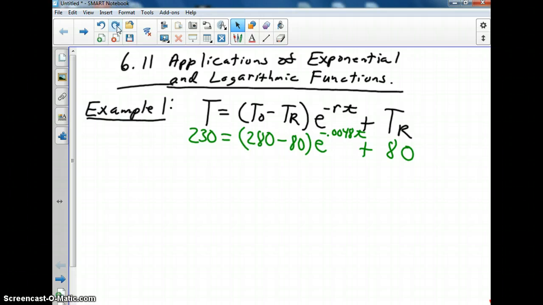Just as plain and simple as can be. What's the first thing you would do to get little t by itself? Subtract 80. Very good. So that is correct. You would subtract 80. So here we go. I'm subtracting 80 from both sides. I subtracted 80 from the right, and I subtracted 80 from 230, which gives me 150. Everybody good there? And you write down that step.